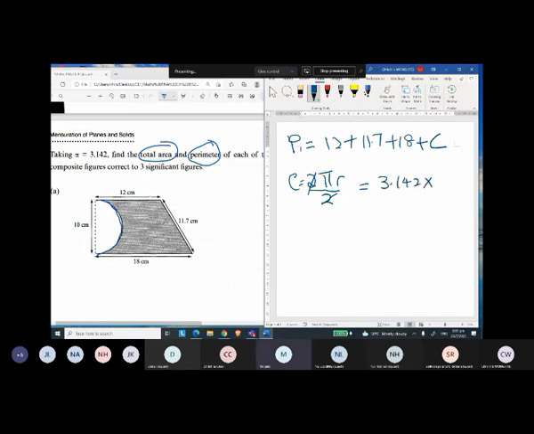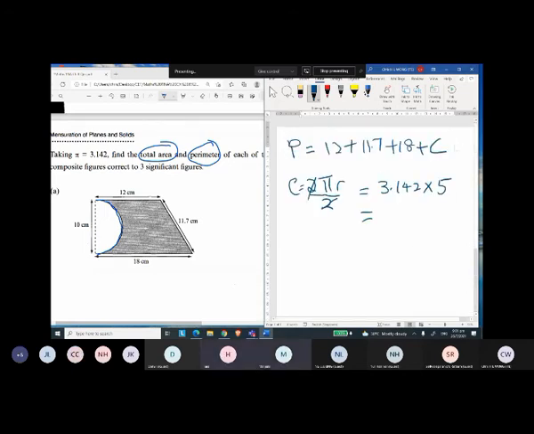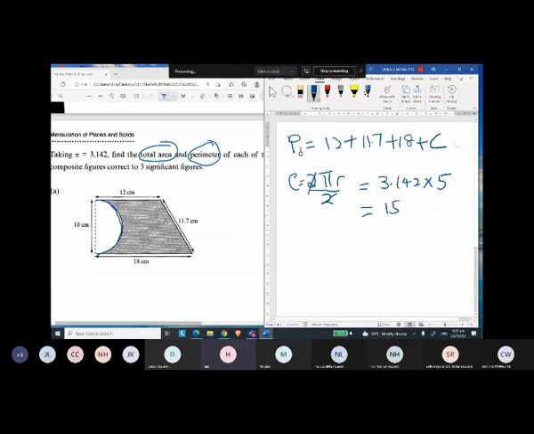3.142 times what is r? 10? Cannot be 10. 10 is the diameter. r is 5. Yes, 5, correct. You must be careful. What is 3.142 times 5? 15.71 cm.